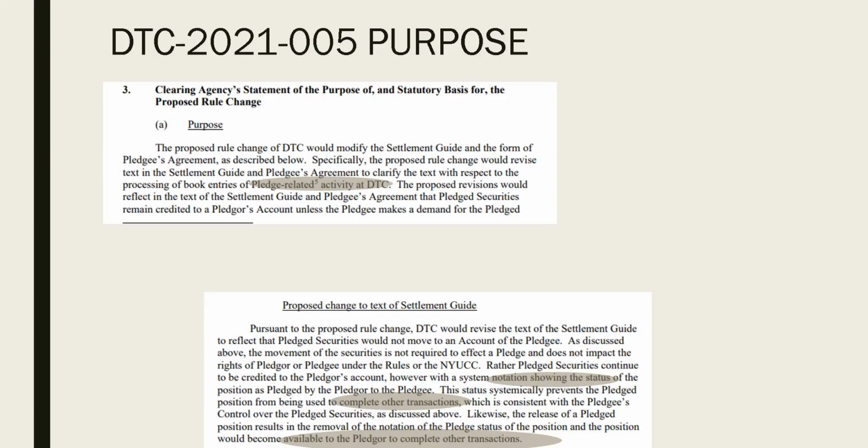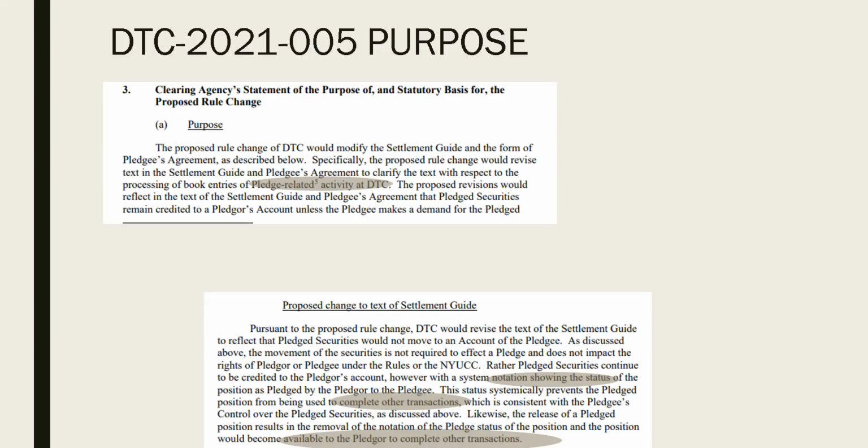While generally speaking, if you look throughout the filing, it repeats the same thing over and over again for the most part, the main thing to take away from this is that they're going to be adding a notational value to a form of collateral that's been pledged. So once a piece of collateral has been pledged by a participant, it cannot be repledged until the notation is removed by the participant. So it says right here, this status systematically prevents the pledged position from being used to complete other transactions or rehypothecation, which is consistent with the pledgee's control over the pledged securities as discussed above.